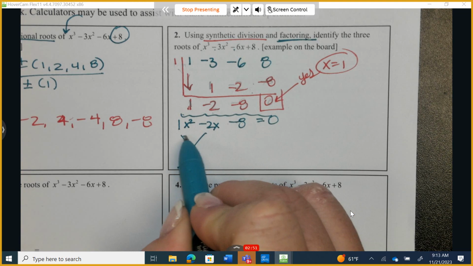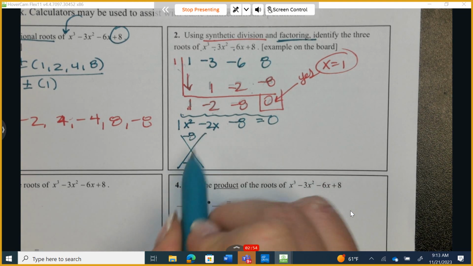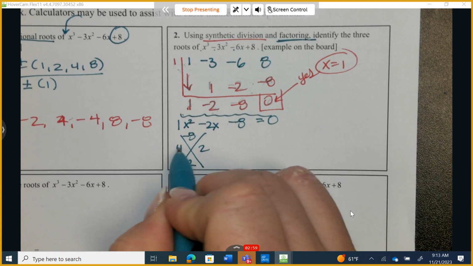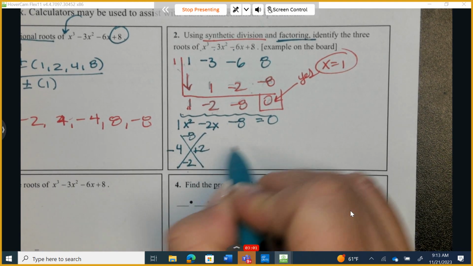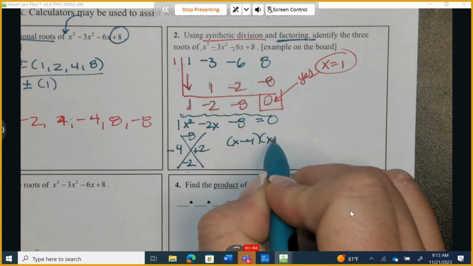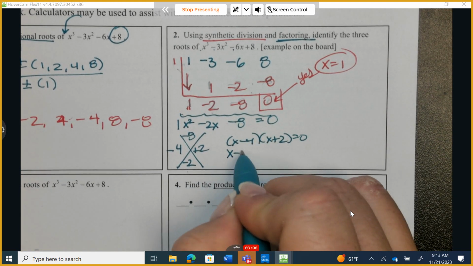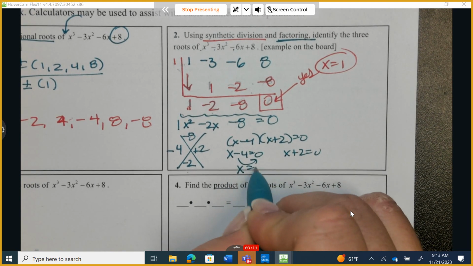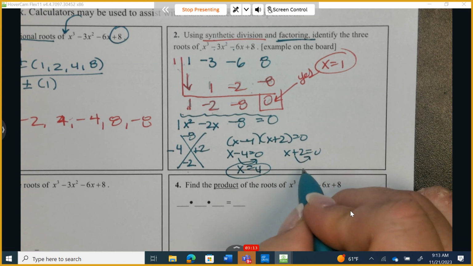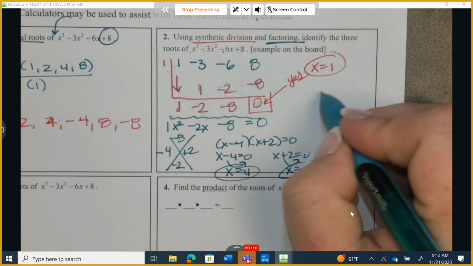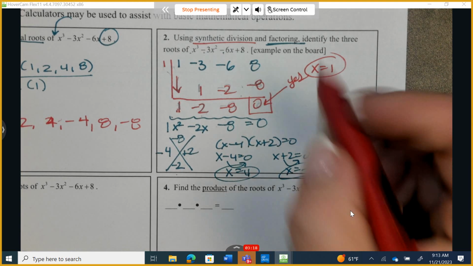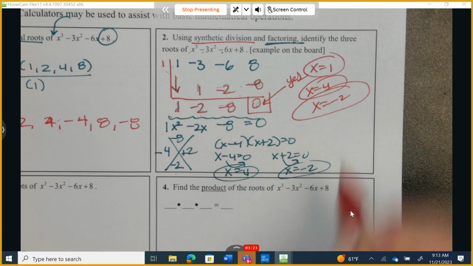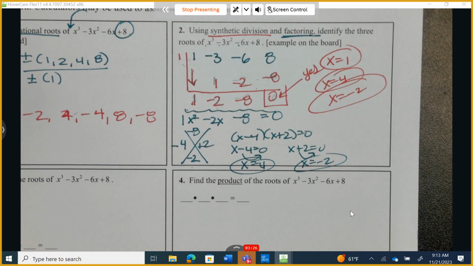1 times negative 8 is negative 8. I'm thinking of two numbers that multiply to equal negative 8 and combine to equal negative 2. So they have to be different signs, and the larger number is negative. x minus 4 and x plus 2. I'm going to set each one of these factors equal to 0, and I'm going to solve. So I'm going to add 4 to the other side to get x equals positive 4. I'm going to subtract 2 from the other side to get x equals negative 2. Here are my three answers. One answer is x equals 1, and the next is x equals positive 4, and then x equals negative 2. Here are my three different answers.